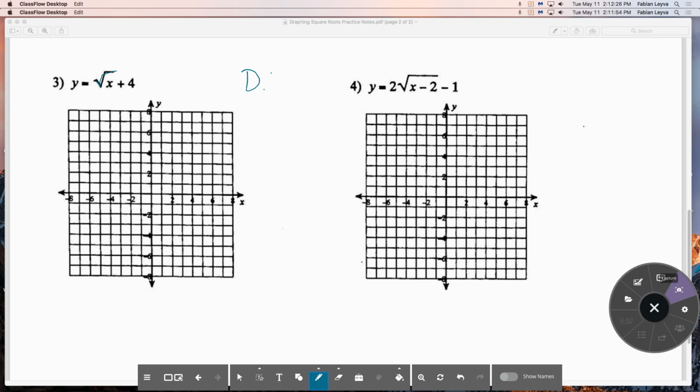Now, what's underneath this square root? What is the radicand? x. Notice it is not x plus 4. It's just x. Bless you, by the way. What does this x have to be?